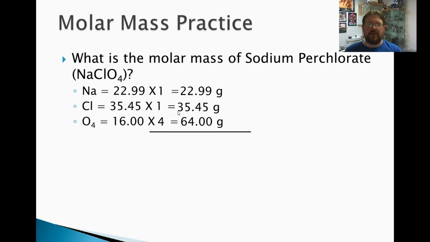So 22.99 plus 35.45 plus 64.00 gets you a total molar mass of 122.44 grams per mole, meaning that is the number of grams in 1 mole. And that is how you calculate the molar mass.